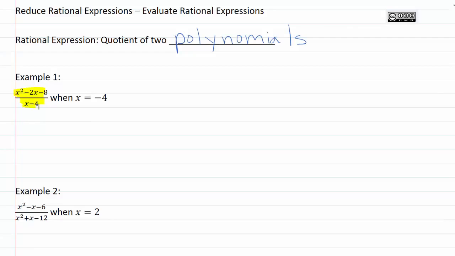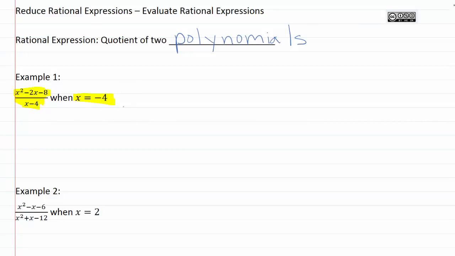Very similar to what we've got here in example 1. And in this video, we're particularly going to work on evaluating rational expressions. In order to evaluate, someone's going to have to tell us what x equals so that we can then simplify down to a single number that this entire expression is equal to. So, in this situation, for example 1, we've got x squared minus 2x minus 8 divided by x minus 4, when x is equal to negative 4.